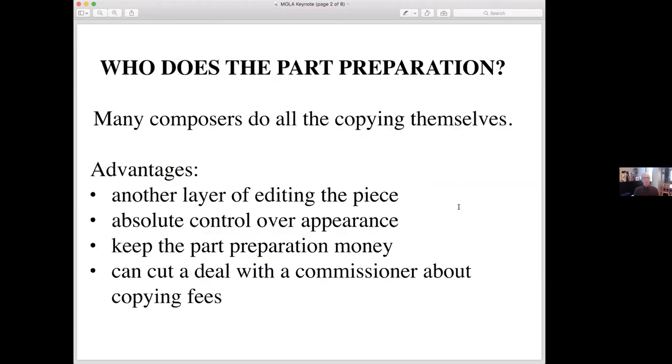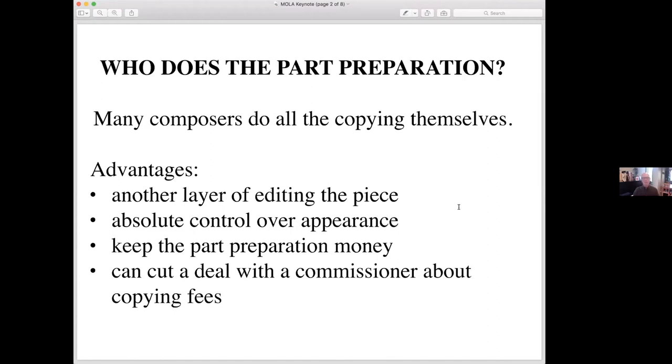So as I was just getting to, who does the part preparation? A lot of us are doing all of it ourselves. I do all of it myself. The advantages to me are that as the composer, I know the details of the piece better than anybody else. And doing the copying, doing the score, and doing the parts adds another layer of editing the piece. Maybe I've repeated a pattern from one spot into another spot, but I've marked the slurs differently. Then I can catch that because I'm doing all of that work.